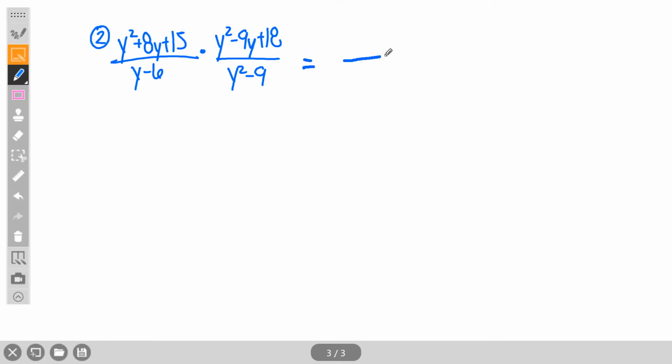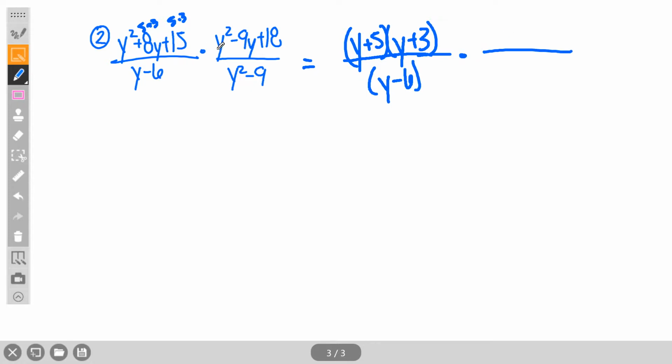So this first one, let's factor it. y squared plus 8y plus 15, that's 5 times 3, 5 plus 3. So that factors into y plus 5, y plus 3. The bottom is just y minus 6. We've got y squared minus 9y plus 18. So that's negative 6 times negative 3 and negative 6 plus negative 3. So that factors into y minus 6, y minus 3.